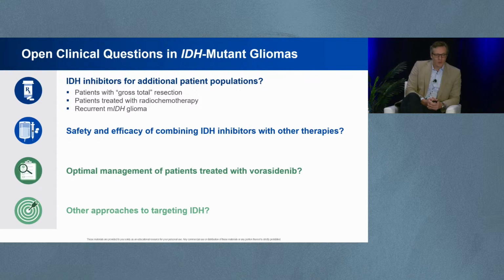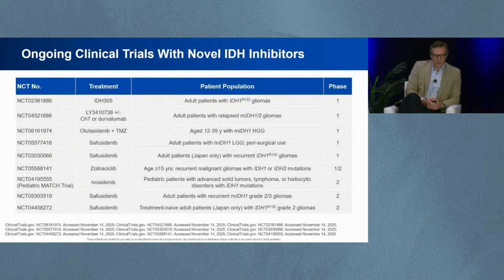Also, how to optimally manage patients who are treated with the currently approved IDH inhibitor, vorasidenib, and other approaches of targeting this oncogenic mutation. We've heard already in the talk by Dr. Peters that there is not only vorasidenib, but also a number of other IDH inhibitors under clinical development, most of them in early phases of clinical trials.